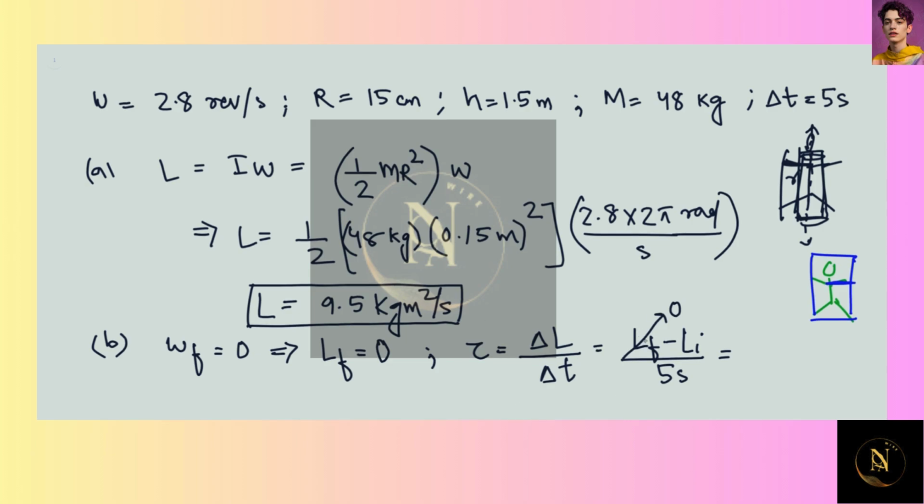Now we can simply plug this value over here, and we get torque to be negative 1.9 Newton times meter. And the negative sign here indicates that the torque is in opposite direction as the initial angular momentum.